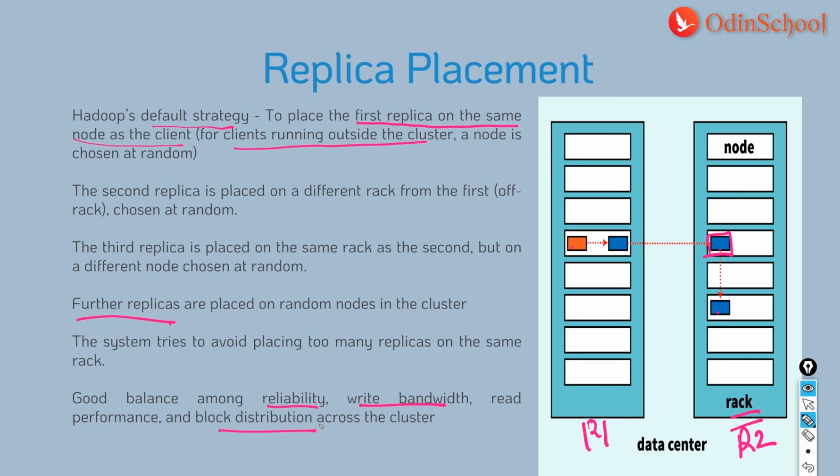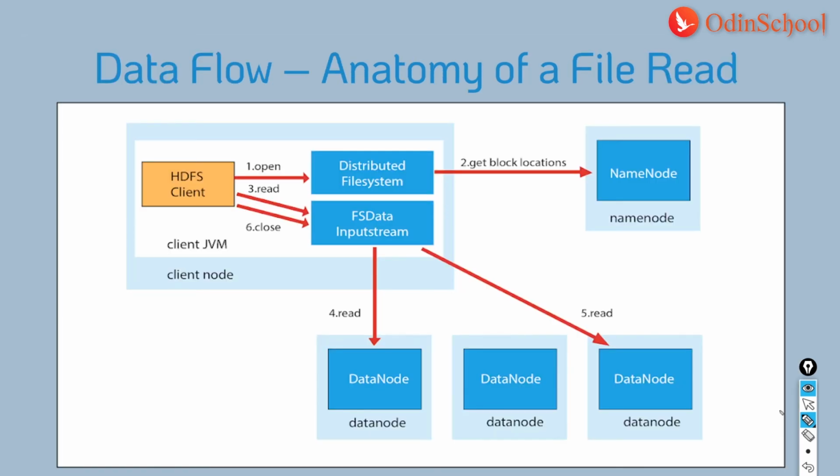Now let us discuss the data flow, like how the data flows whenever a client is asking to read a file. Basically the anatomy of a file read. So this is what happens at a higher level, described in 6 steps. The first one is opening the connection, the second one is getting the block location from the name node, because ultimately the name node knows which file consists of which block. That means the file to block mapping.